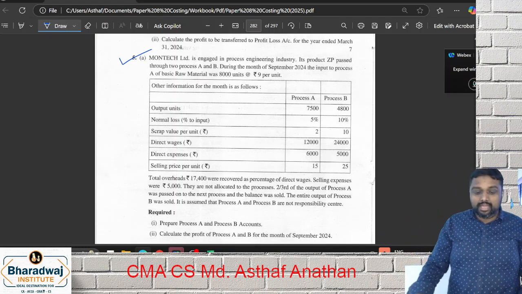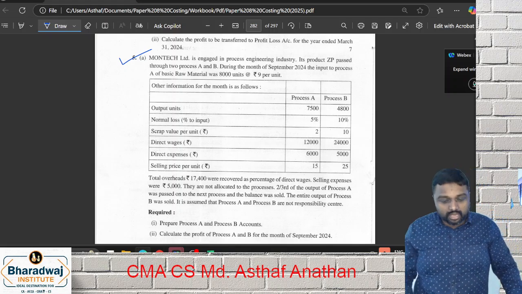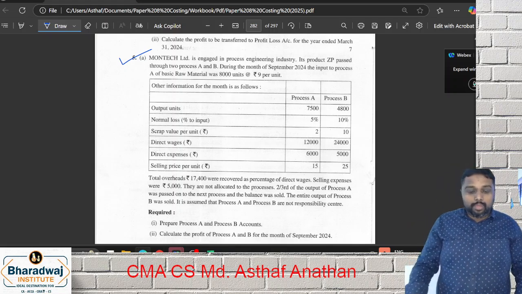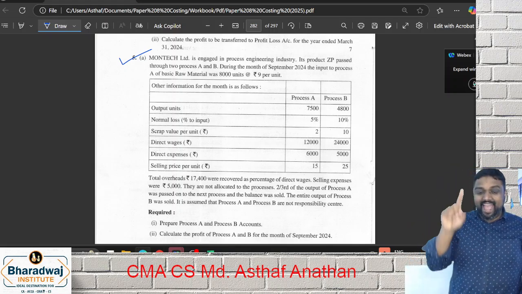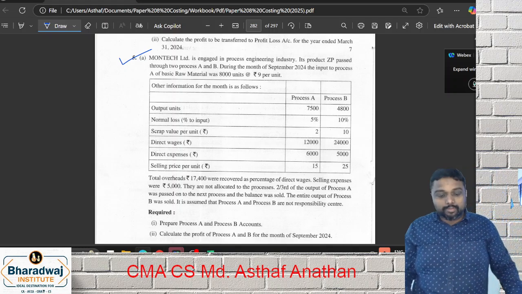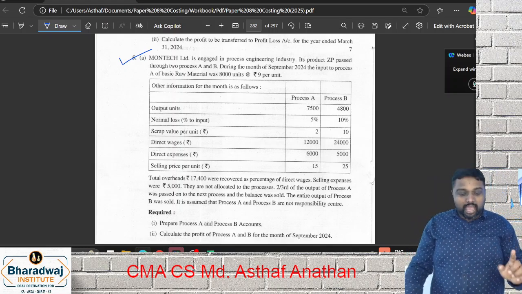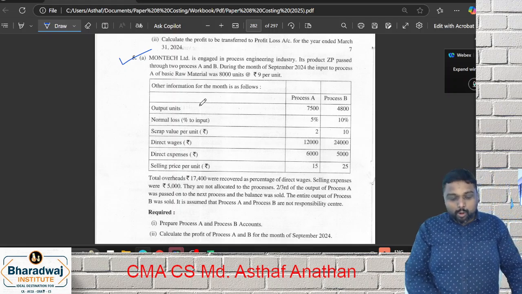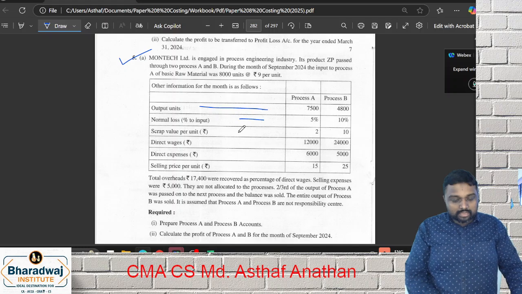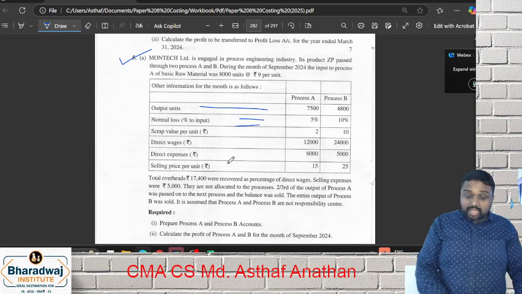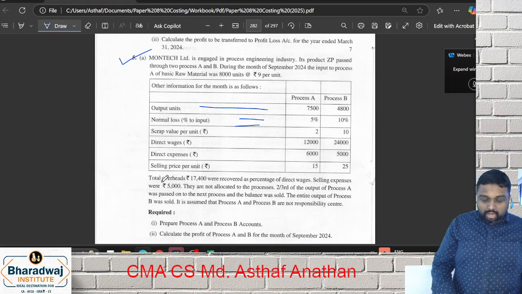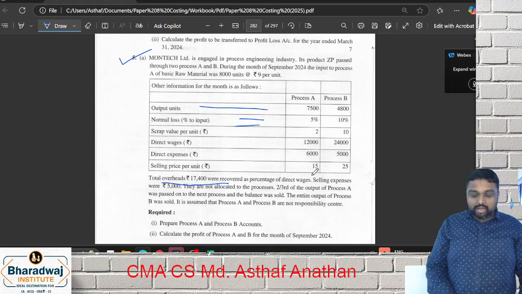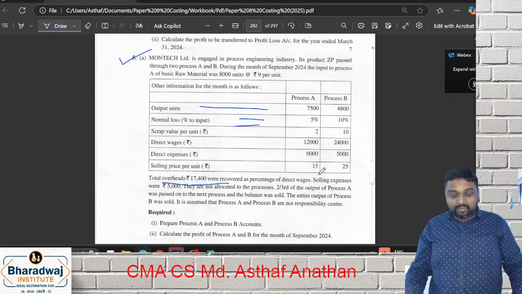Montech Limited is engaged in processing industry. Product ZP passes through two processes, A and B. During the month of September, input to process A, basic raw material, was 8,000 units at 9 per unit. They have given the data: output units, normal loss, scrap value, direct wage, direct expenses, selling price per unit. Total overhead 17,400 recovered as a percentage of direct wage.